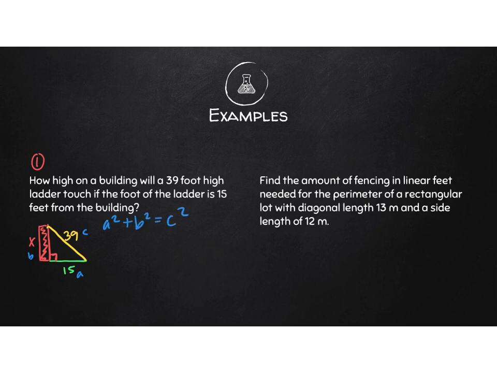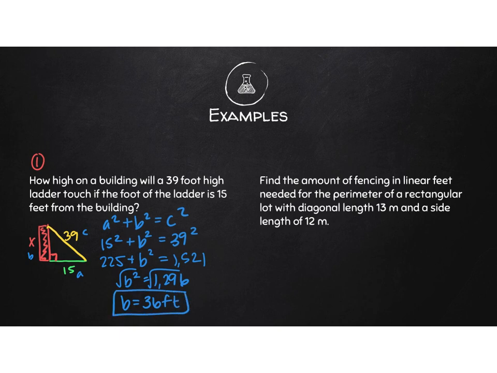I'm going to substitute what I know. 15 squared plus B squared, I don't know that. And then C is 39, so 39 squared. From here, we're going to use our algebra skills. 15 squared is 225. Bring down our plus B squared. 39 squared is 1,521. Then I'd want to subtract 225 from both sides, so I'd get B squared equals 1,296. Then I'm going to square root, and I get B equals 36 feet. And that is the height of our building.